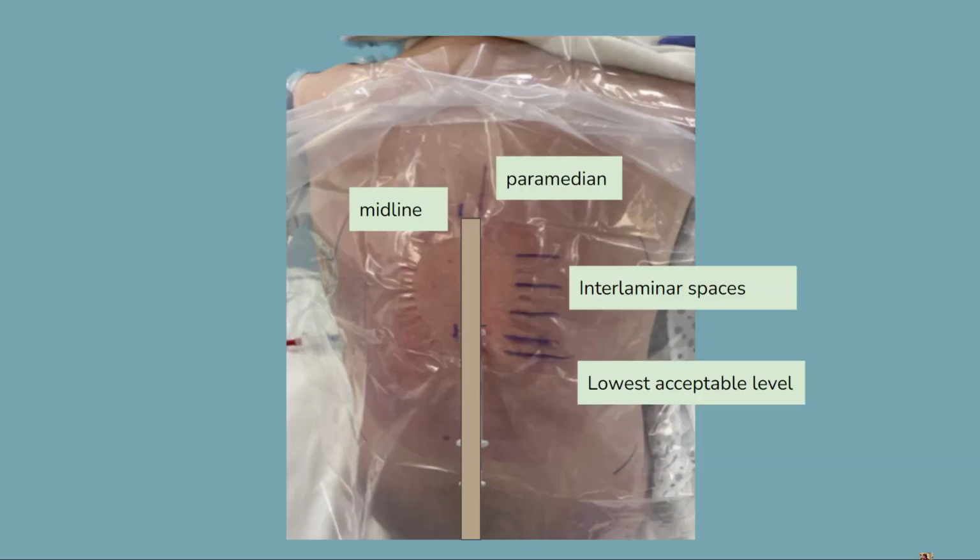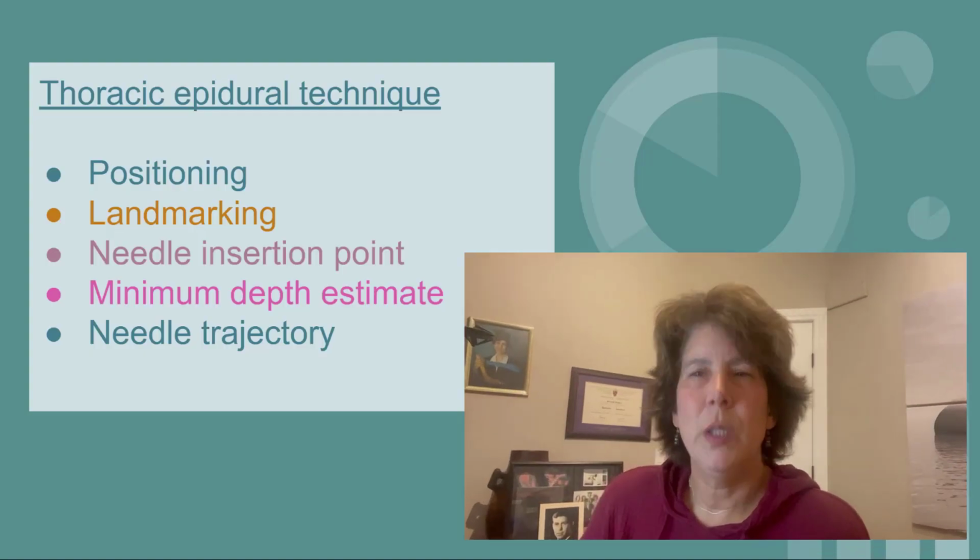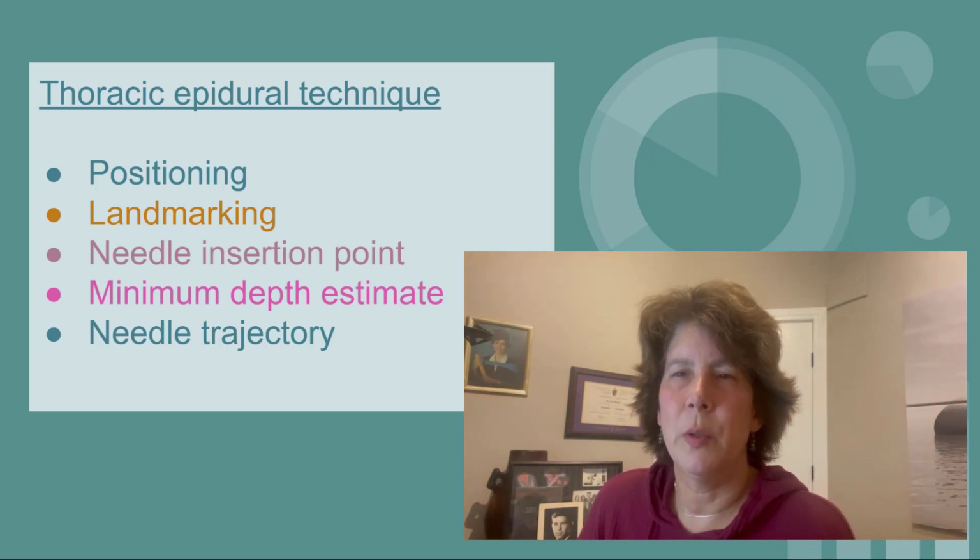When I've marked my back, it will look something like that. So I will mark my midline, my paramedian, my interlaminar spaces, and I will usually pick my lowest acceptable level, which is my longer line. So once we've done all of this, we now have to decide, where am I going to put my needle?